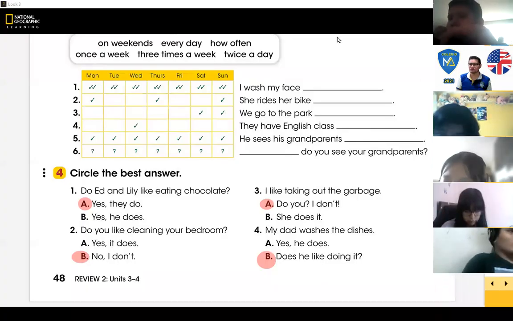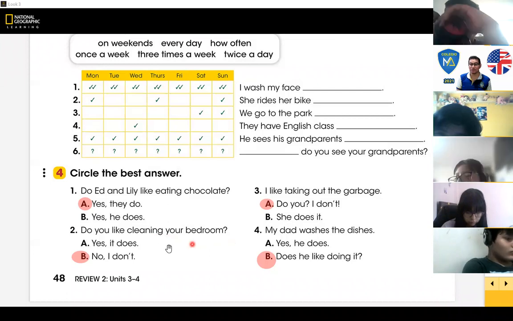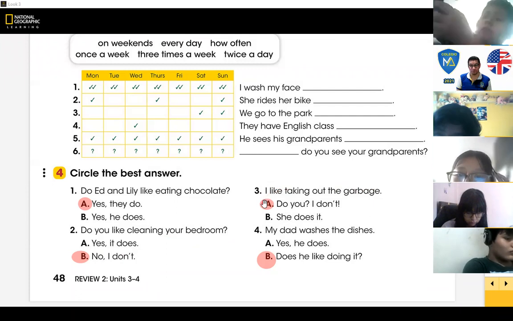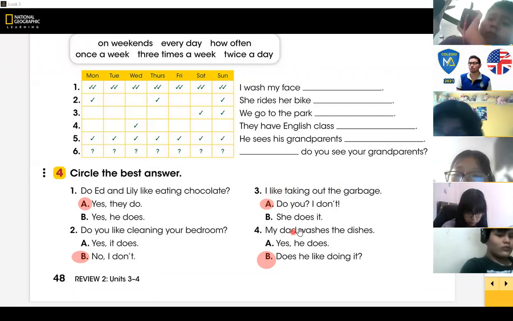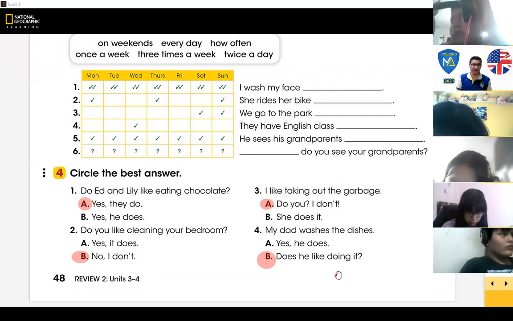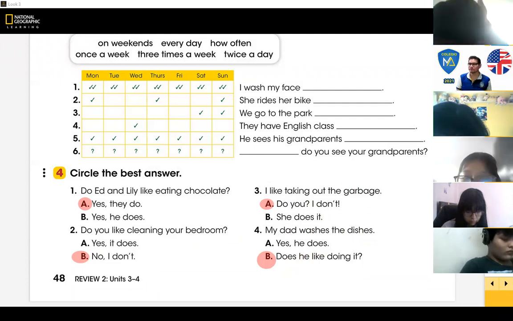We have the answer, students, no? For the question, do Ed and Lily like eating chocolate? Yes, they do. Do you like cleaning your bedroom? No, I don't. I like taking out the garbage. Do you? I don't. My dad washes the dishes. Does he like doing it? Yeah, those are the options.